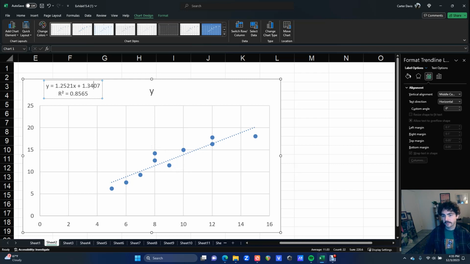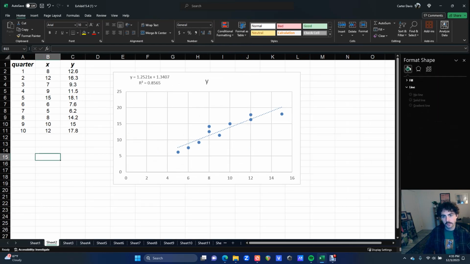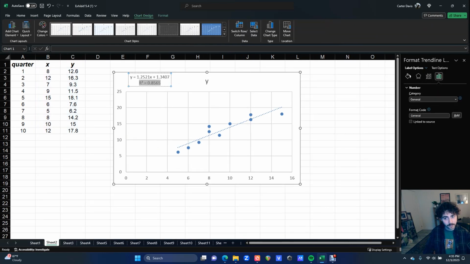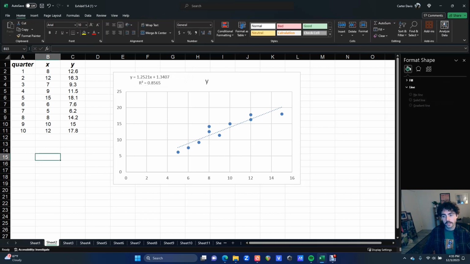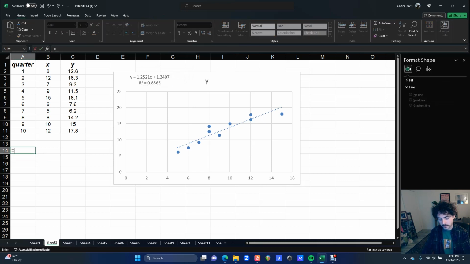So we can find that R value in Excel as well. We could either take the square root of this to get R, because this is R squared, right? Or we could use a different function. So I'll do two different ways. Again, we can do the square root of R squared, so 0.8565. We get this, so that is our R value.